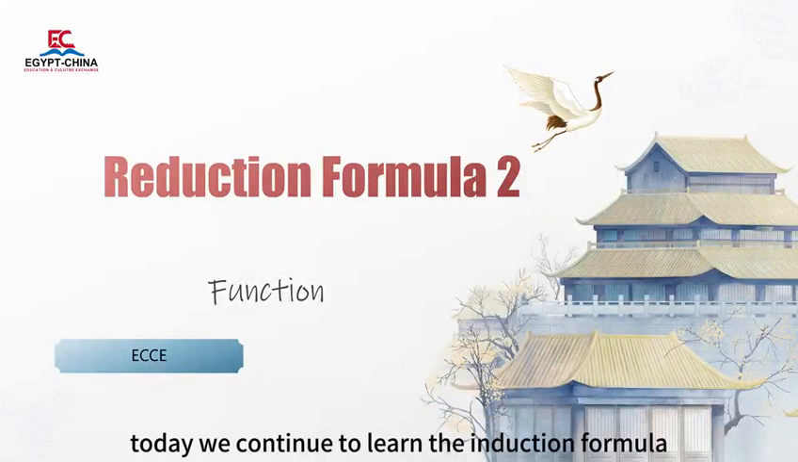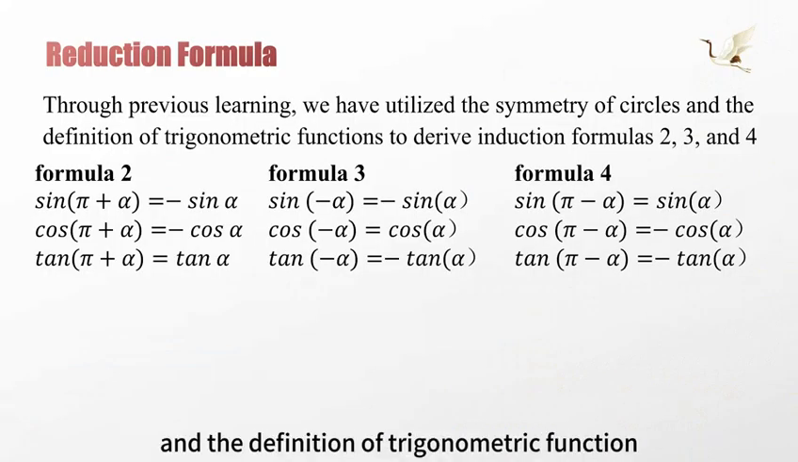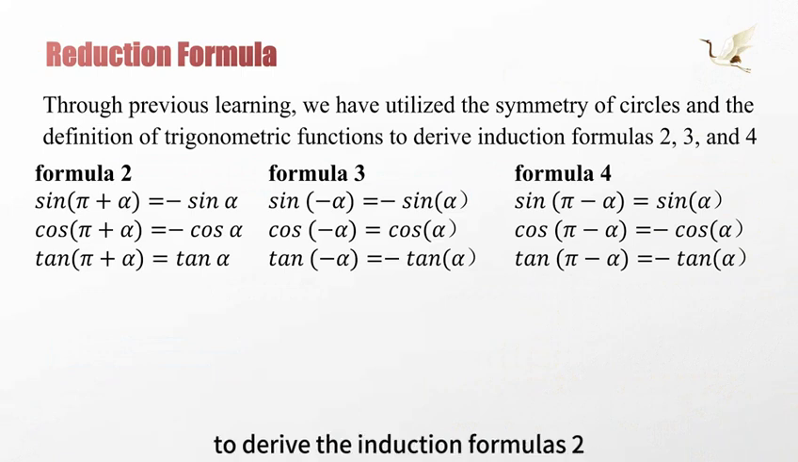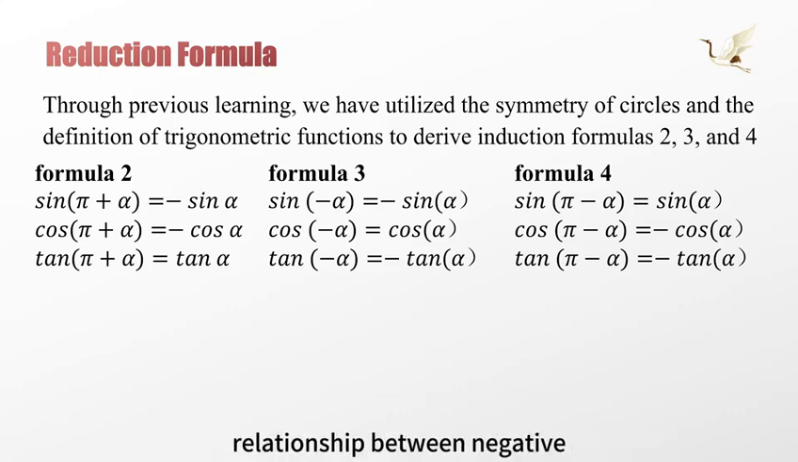Hello everyone, today we continue to learn the induction formula. Through the previous study, we used the symmetry of the circle and the definition of trigonometric function to derive induction formulas 2, 3, and 4 among them. The second induction formula is about the trigonometric function relationship between pi plus alpha and alpha. The third induction formula is about the relationship between negative alpha and alpha. Induction formula 4 is about the relationship between pi minus alpha and alpha.